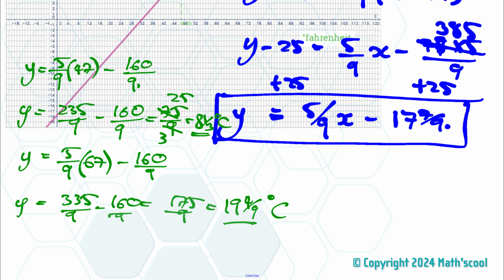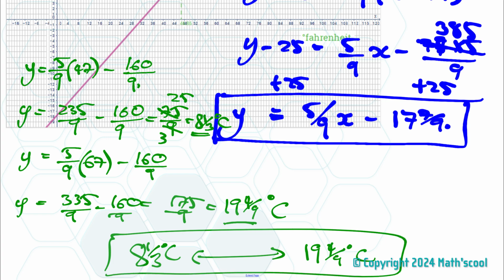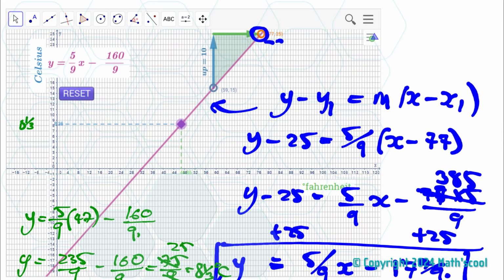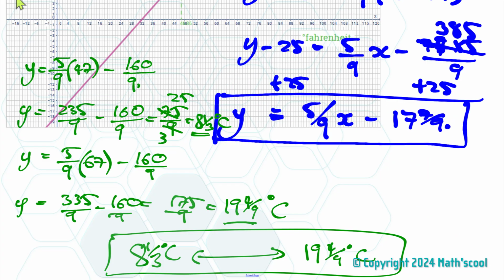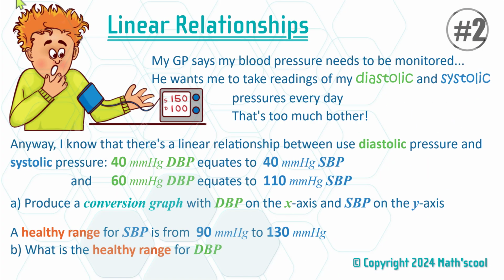So the temperatures when I'm away are going to be between 8 and a third degrees C and 19 and 4/9 degrees C. Okay, so not particularly hot. Maybe take some warm clothes, thick puffer jackets and stuff like that. Okay, so we did try and use the graph, but we found using the equation was sort of a better way. So this is your question 2, and it's just like the one we did a second ago.